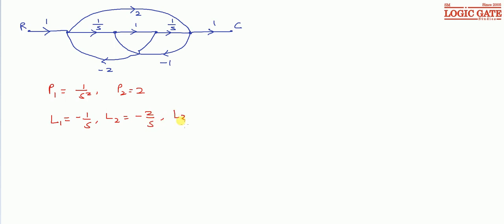Now one more loop is there, that is 1, minus 2 and then 2 and back to the starting point, minus 1. So the gain of third loop is 1, minus 2, 2, minus 1. So gain is 4. So in this signal flow graph we have two forward paths and three loops, and there is no pair of non-touching loops.